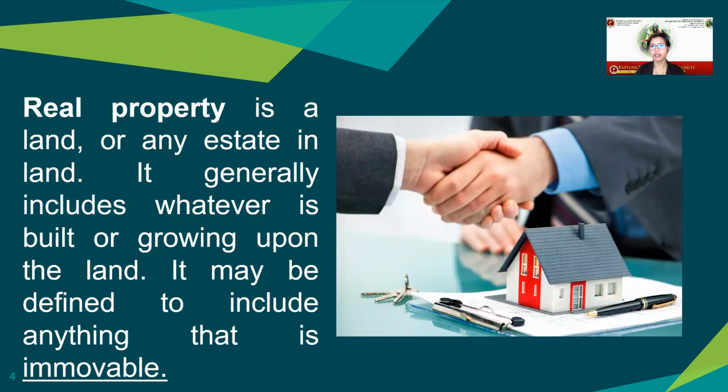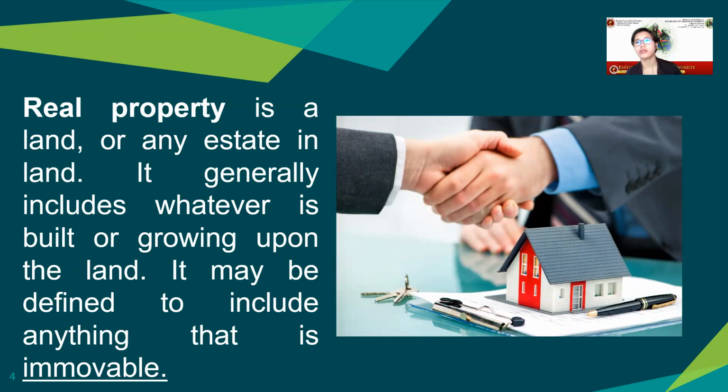Possibly another also is a house, that is a real estate. It generally includes whatever is built or growing upon the land, including the trees. So for example, you buy land that has trees growing and a house on it. Those are real properties. Everything that is naturally growing on that property is called a real property also. It may be defined as to include anything that is immovable.